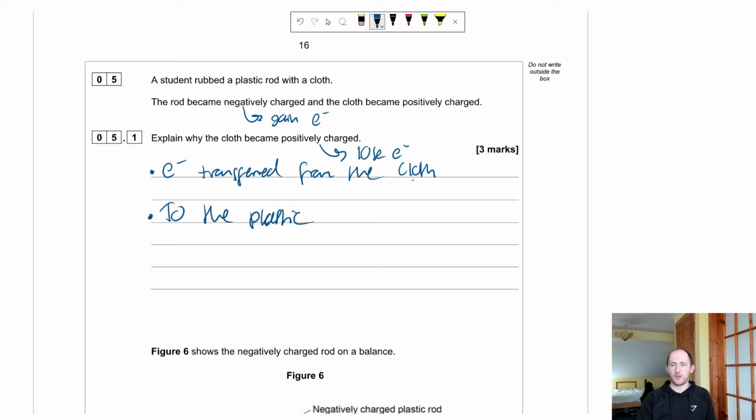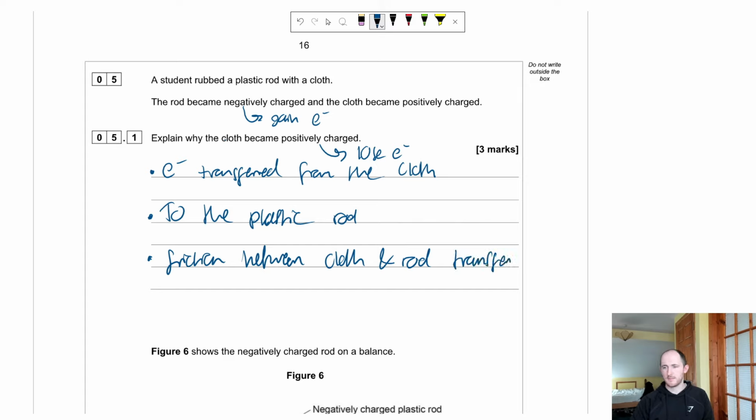How do I know it went to the plastic rod and it didn't just fly off into the atmosphere? Because it tells me the rod's negatively charged, so it must have gained electrons. If the rod didn't become negatively charged, then you'd just say the electrons flew off into the atmosphere somewhere. They just went away. So why? Because friction between the cloth and rod transferred the electrons. That's it. So the reason why it's a bit of a hack is because any time something becomes positive or negative, it is because of the movement of electrons, always guaranteed.